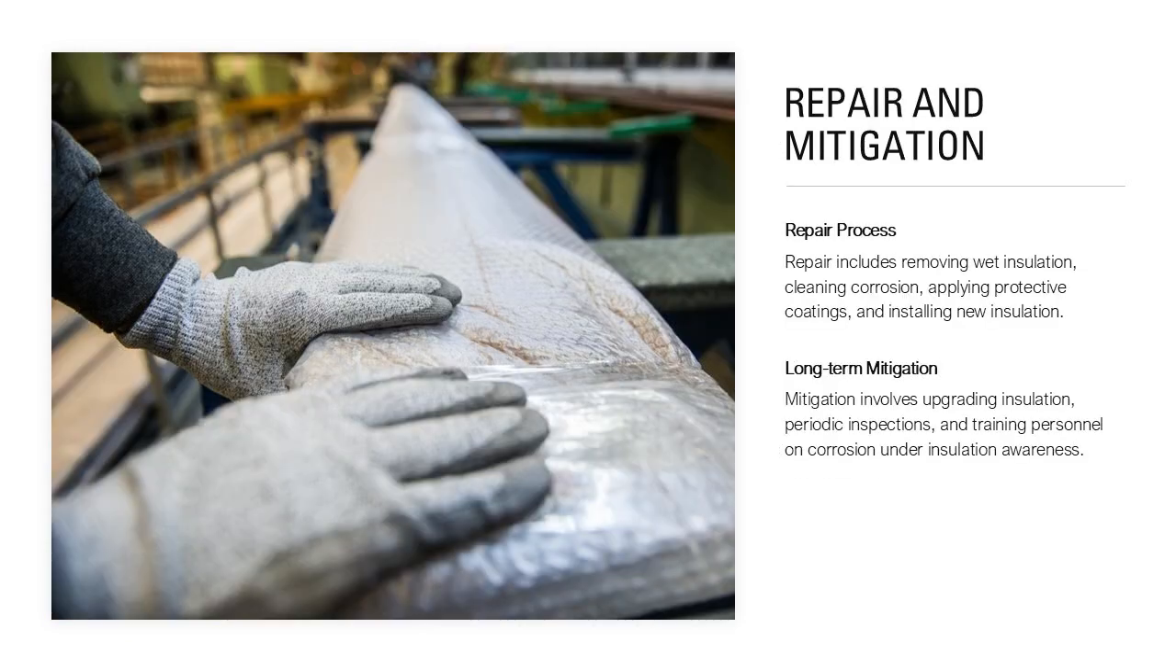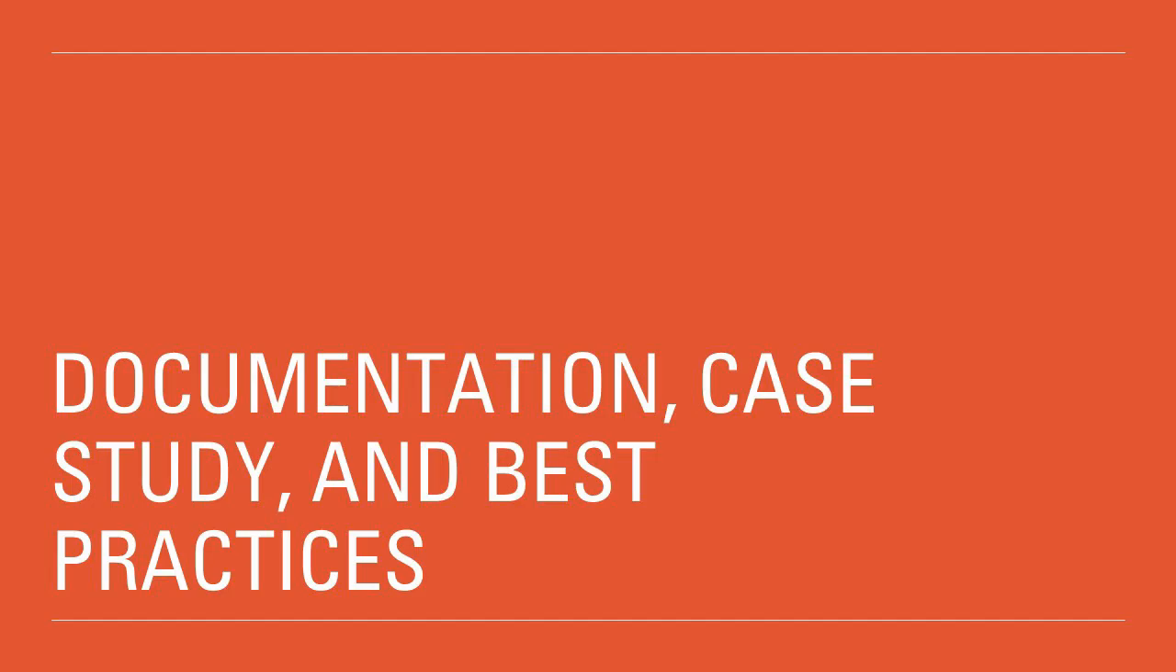Repair involves removing wet insulation, cleaning corroded surfaces, applying protective coatings, and installing new insulation with improved sealing. Long-term mitigation includes upgrading insulation systems, implementing periodic inspections, and training personnel on CUI awareness. Documentation and continuous improvement are key to sustaining a successful CUI management program, case study, and best practices.